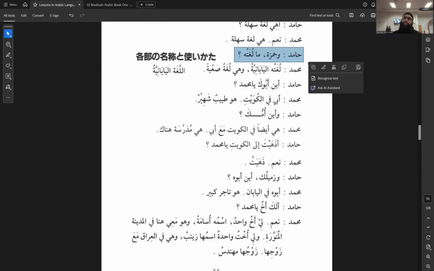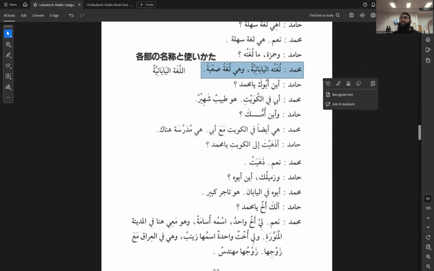Then he says وحمزة ما لغته. وحمزة ما لغته. And Hamza is the name of a person. What is his language? لغته, his language. He says لغته اليابانية. What is his language? His language is Japanese. Good. وهي لغة صعبة. Almost. It is a hard language. There's no his in this sentence because there's no who.